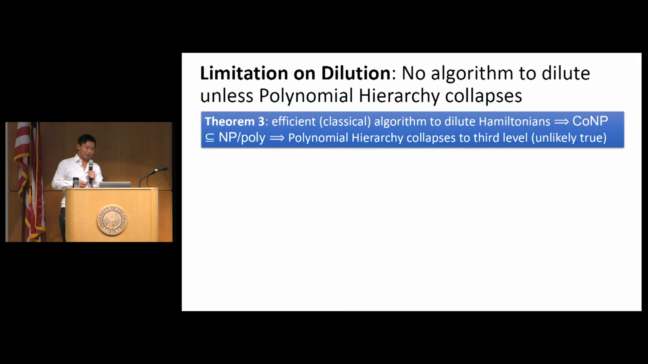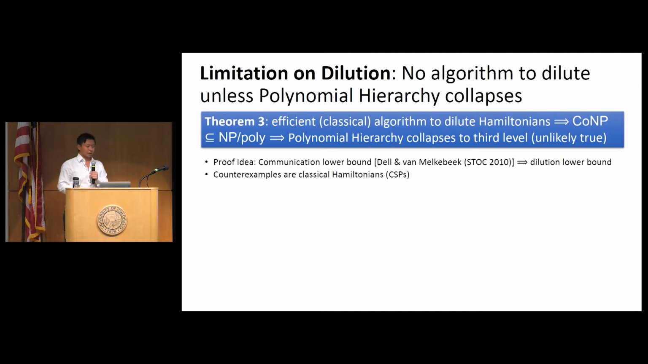Our main result here is that there's no efficient classical algorithm, because such an algorithm would imply that the polynomial hierarchy collapses to its third level. The basic idea is that we use a lower bound in communication protocols, proved by Dell and Van Melkebeek in 2010, to show a lower bound for dilution. And actually, the proof is mostly classical because the counterexamples we use are classical Hamiltonians.